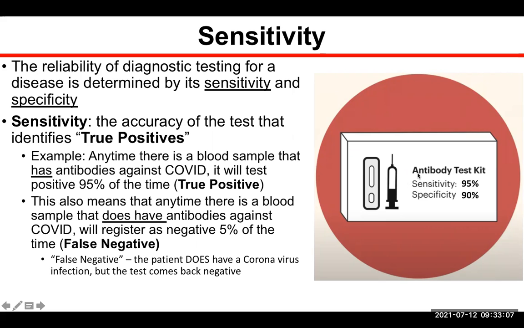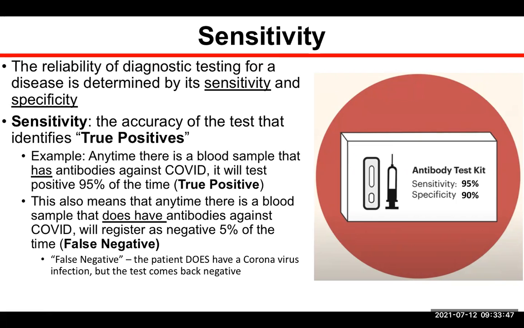And so we'll use an antibody test example. If you have the antibodies present in your blood, then that means you've had previous COVID or ongoing infection, depending on what antibody you have present. So in this example, the sensitivity of this particular kit is 95%. So this means that anytime there's a blood sample being tested that actually does have antibodies against the virus, 95% of the time the test will register as positive.